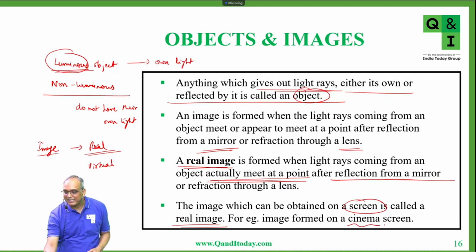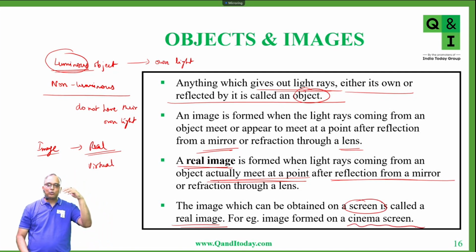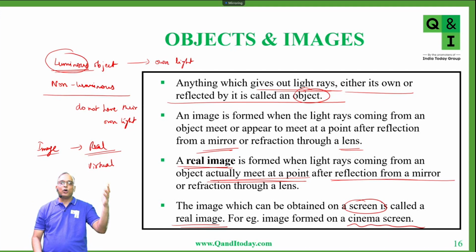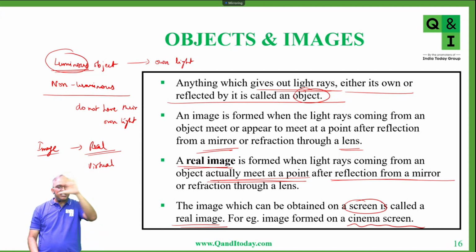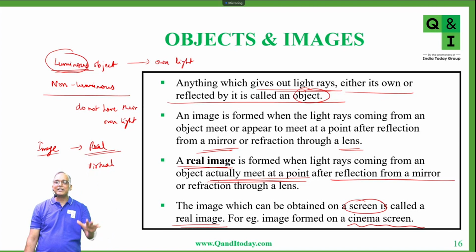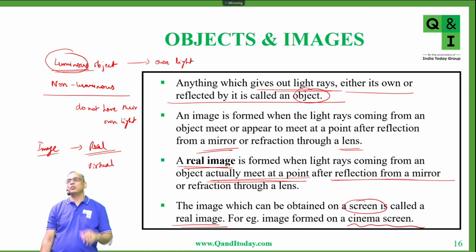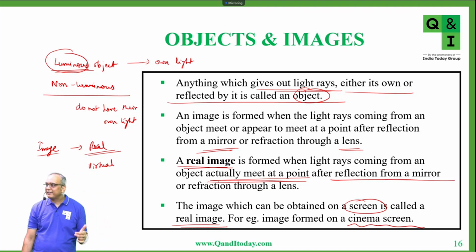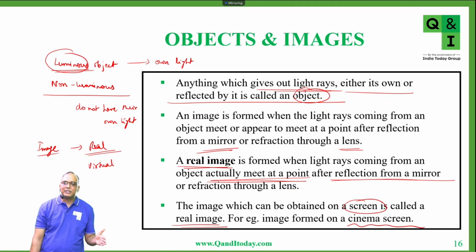For example, in a cinema, when you go to watch a movie in a movie hall, the image which you are able to see in front of you is a real image, right? That's why you can see it on a screen. If it was not a real image, you would not be able to see it on a screen. Clear? Is it clear, students?